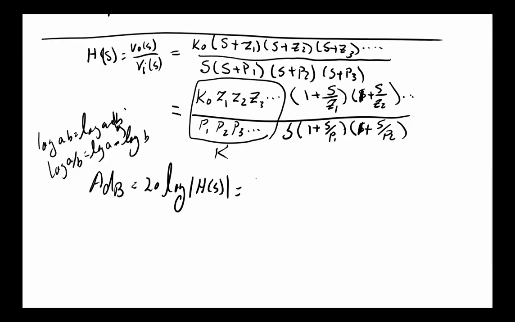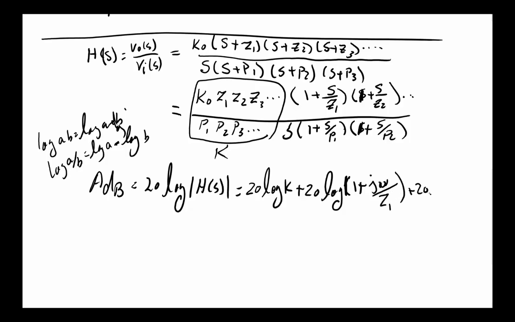We can apply this here and we're going to end up with 20 log of k, the constant stuff, plus 20 log of the magnitude of 1 plus j omega divided by z1, plus 20 log of the magnitude of 1 plus j omega over z2, and on and on.